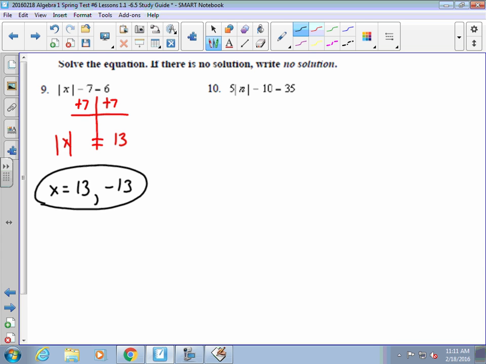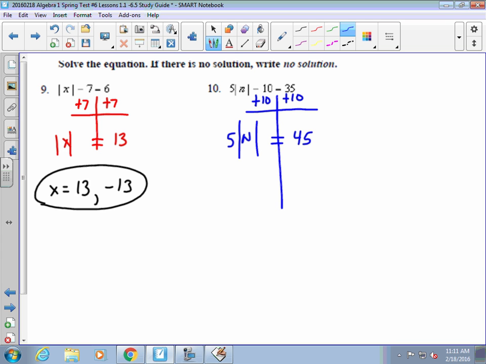For number 10, 5 times the absolute value of n minus 10 is equal to 35. Again, before you get the absolute value by itself, or before you try to undo that, you need to work your order of operations backwards. Undo minus first. Minus 10 plus 10 cancels it out. So 35 plus 10 is 45 on the right. So we have 5 times the absolute value of n.